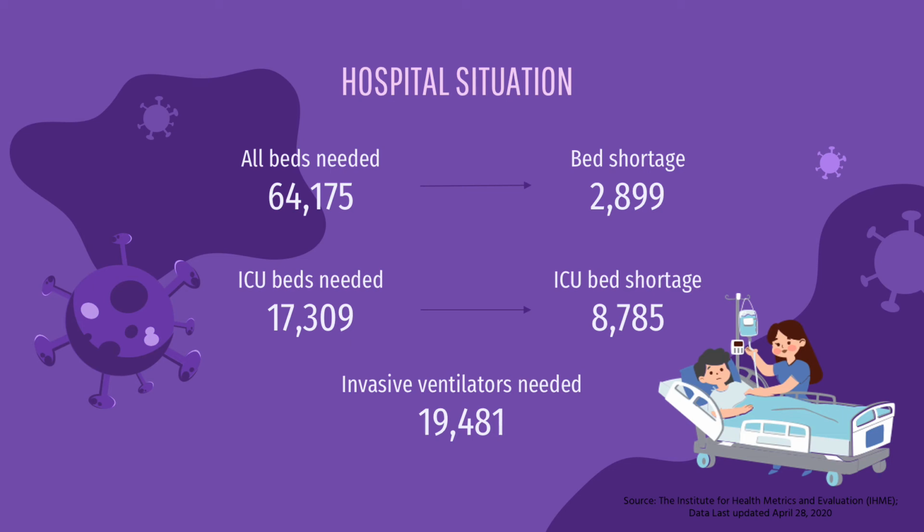A report from IHME suggested that excess demand from COVID 19 at the peak of the pandemic in the month of April is predicted to be more than 64,000 total beds and more than 17,000 ICU beds. Ventilator use is predicted to be more than 19,000. Even by the most optimistic estimates, the demand for hospital beds, intensive care beds, and ventilators is expected to exceed supply as the number of COVID 19 cases increases.